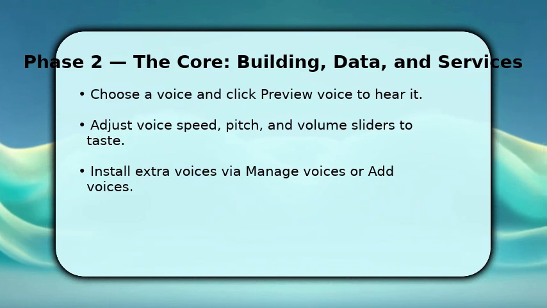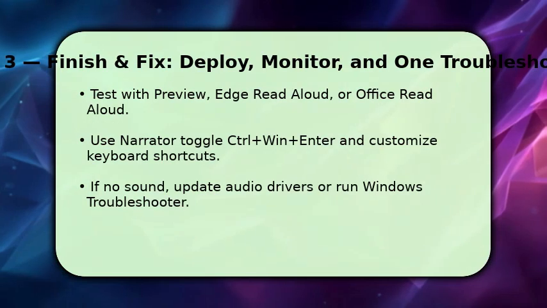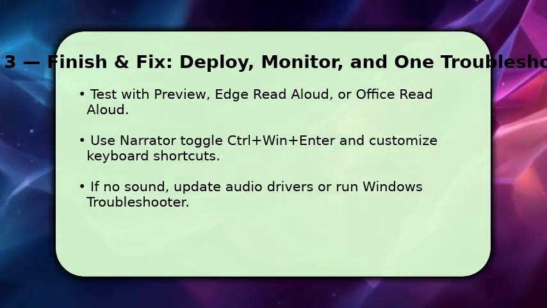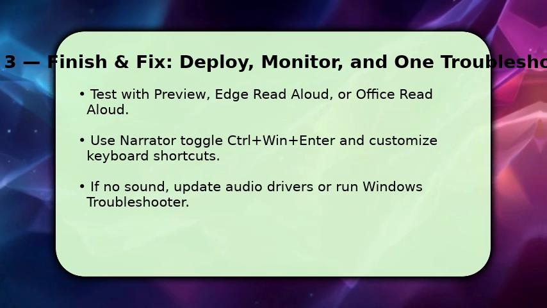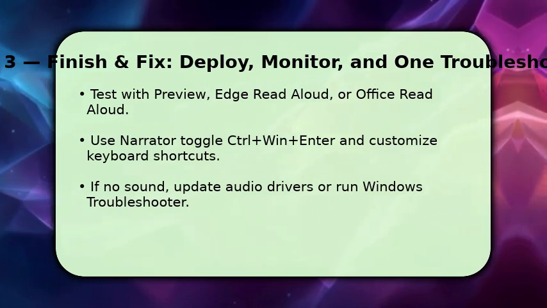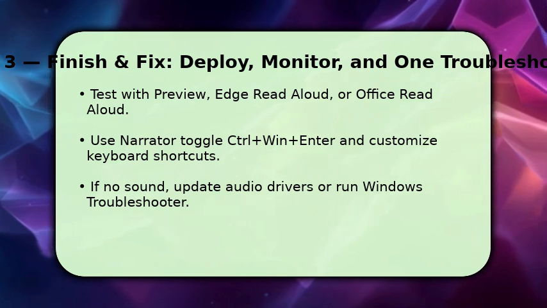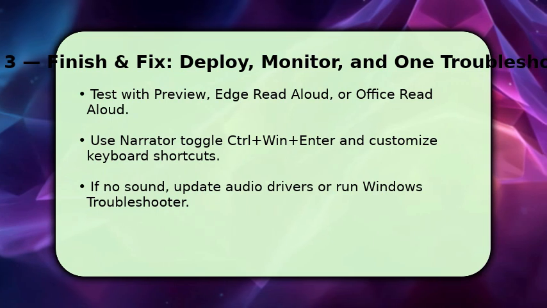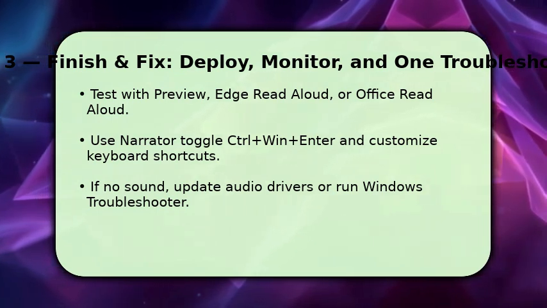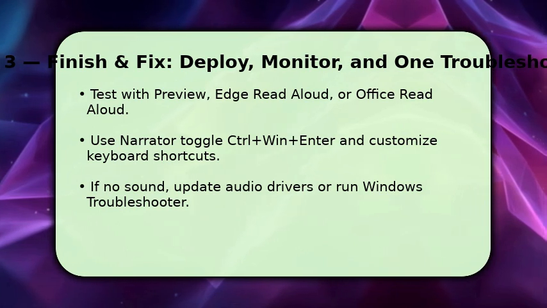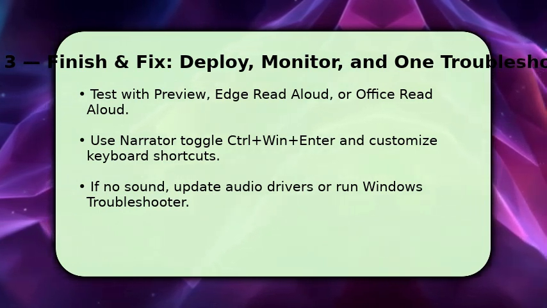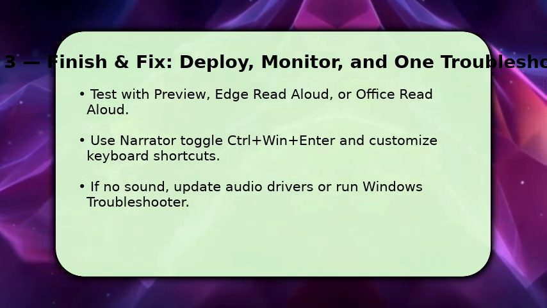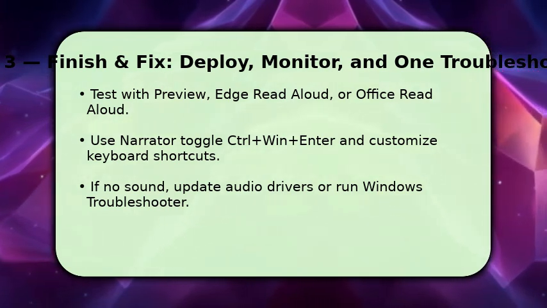Finish by testing and adding shortcuts so you can start speech quickly. Try Preview Voice plus a real document. Use Edge Read Aloud or Office Read Aloud to confirm natural reading. Enable Narrator with Control plus Win plus Enter for system narration, and make any keyboard shortcut tweaks so you can toggle speech fast. If speech fails, check audio output, update the HP audio driver, and run Windows Troubleshooter. These steps resolve most issues, but also reboot if settings don't apply.